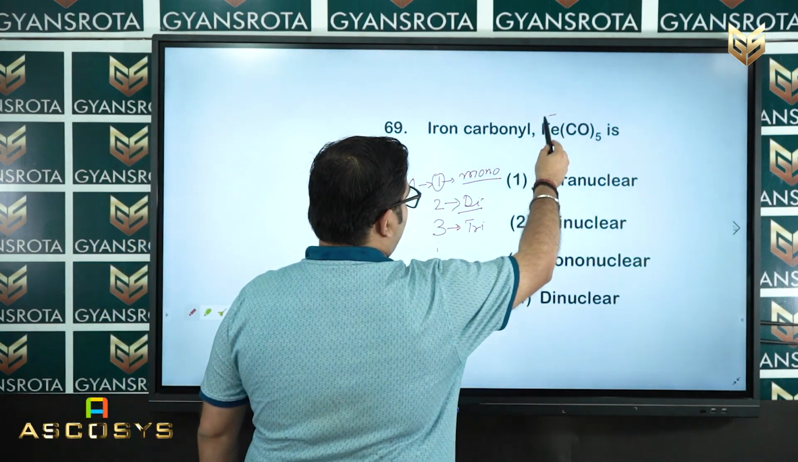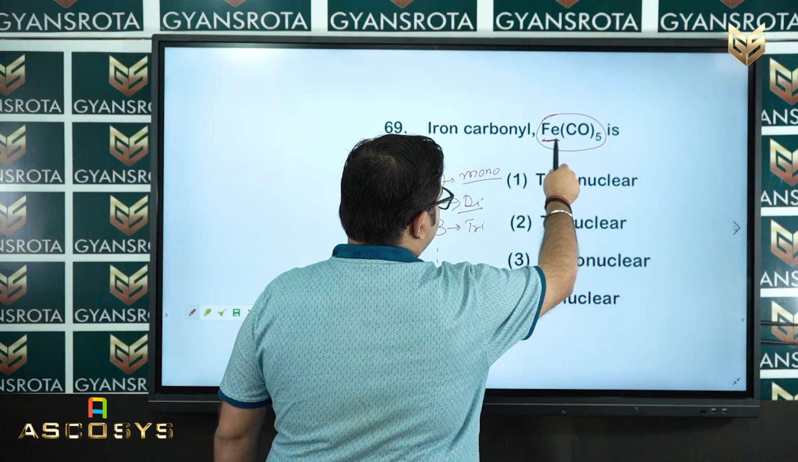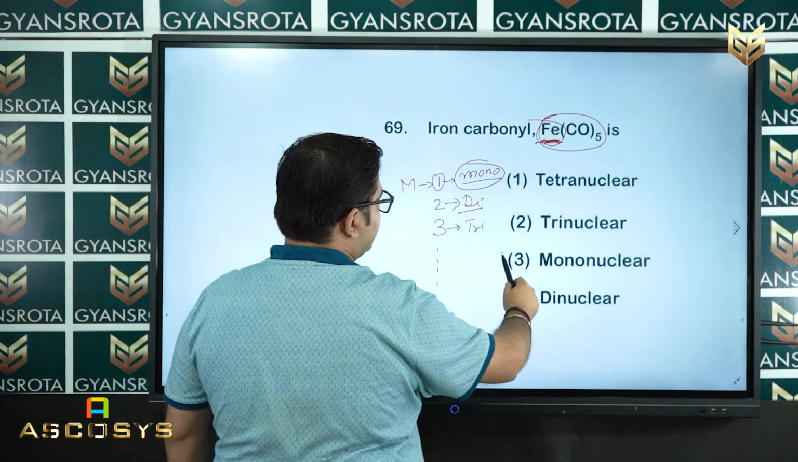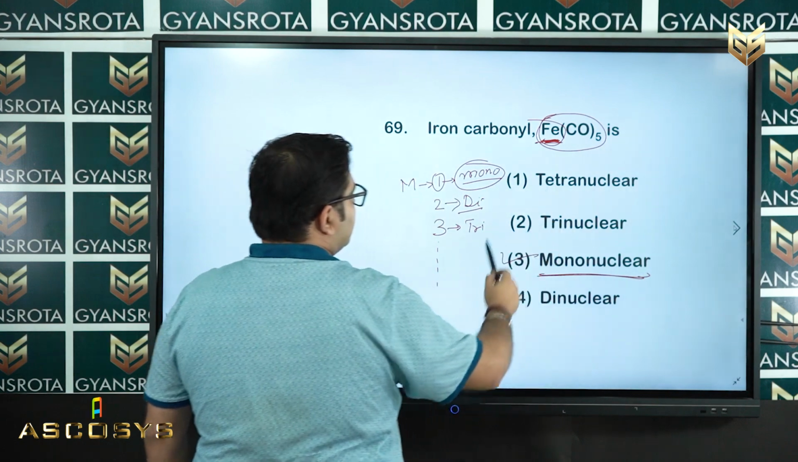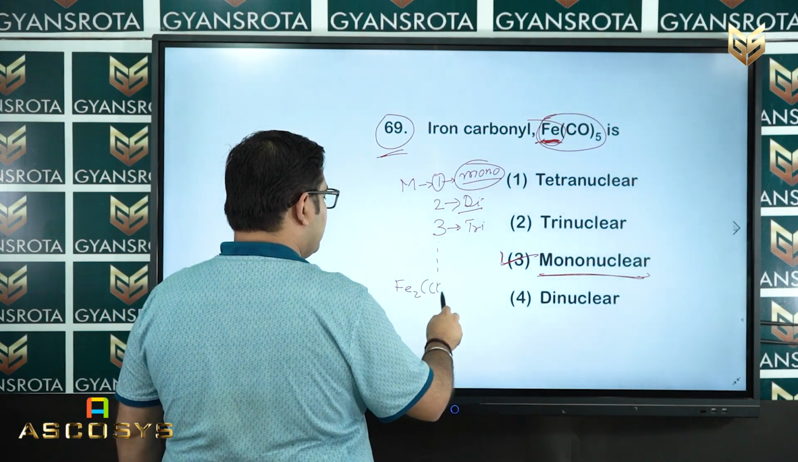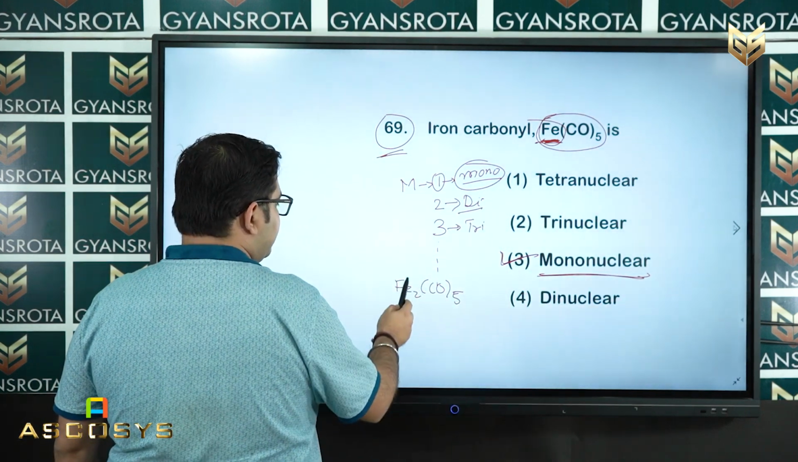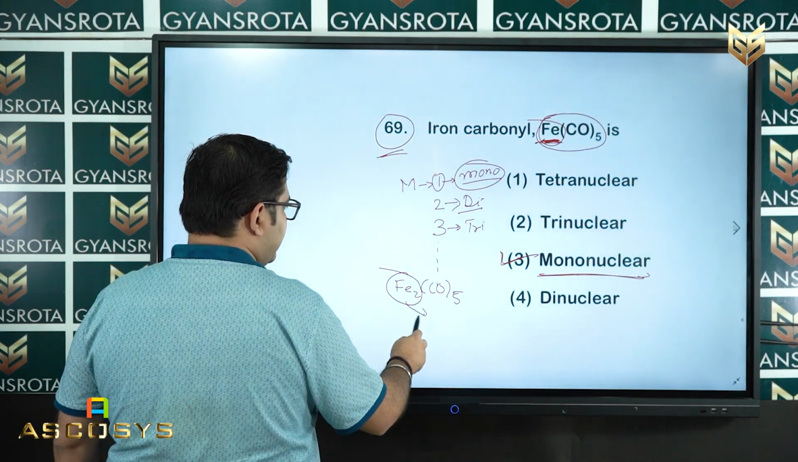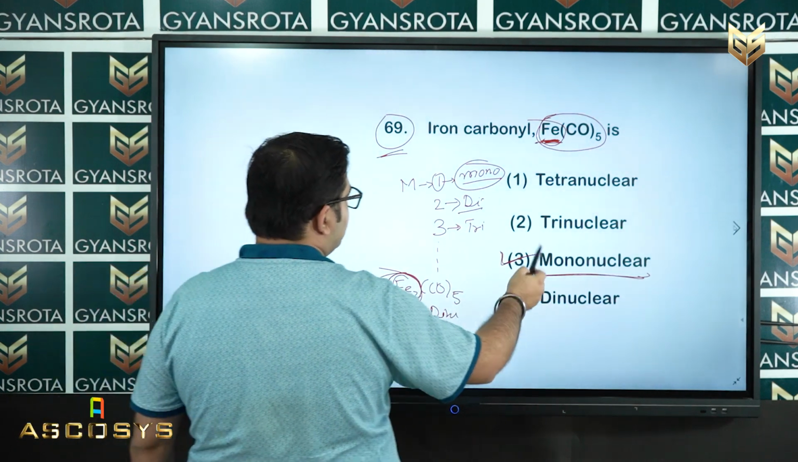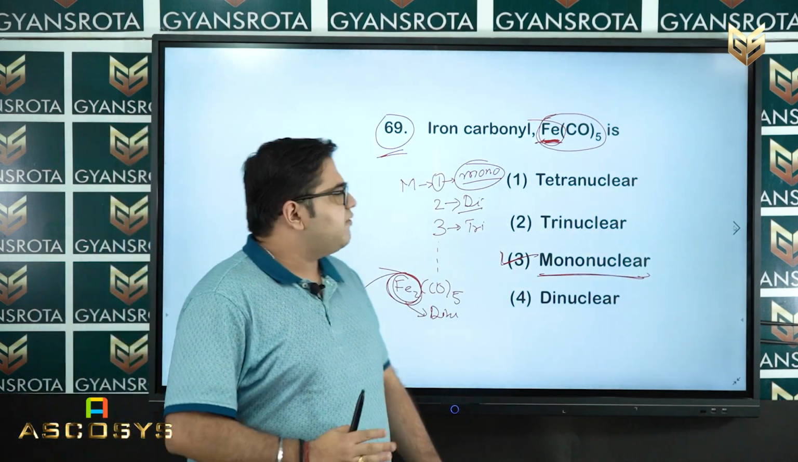So, if you see in this coordination compound, that is pentacarbonyl iron, it has only one metal atom attached, that is iron. So, if one is attached, then what is this? Mono. So, option number 3, mononuclear, is the correct answer of question number 69. If they give something like Fe2(CO)9 and ask whether it is tetranuclear, trinuclear, mononuclear or dinuclear, then in this example 2 metal atoms are attached, so that is a dinuclear example. So, just check the number of metal atoms attached. If 1, then mono, 2 di, 3 tri, 4 tetra. So, this is the solution of question number 69.